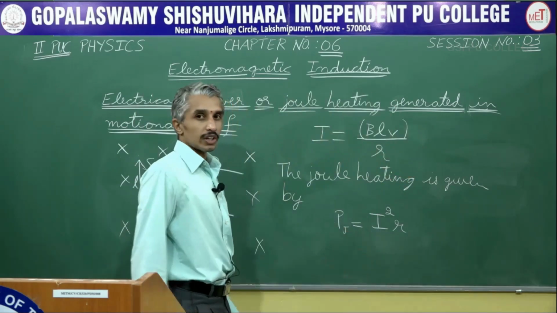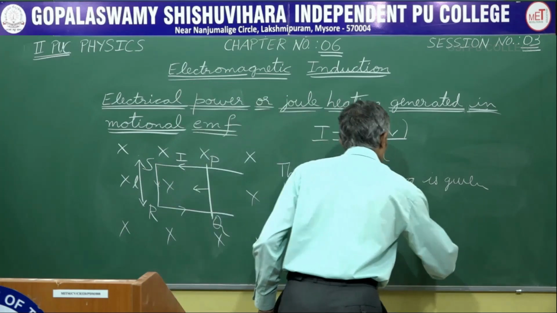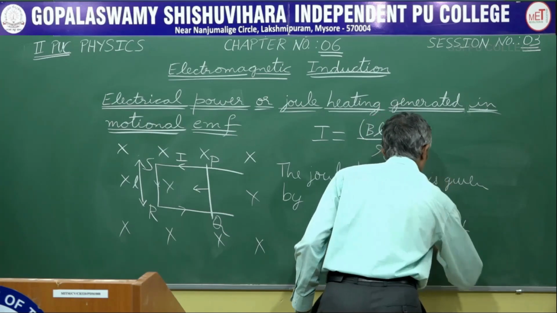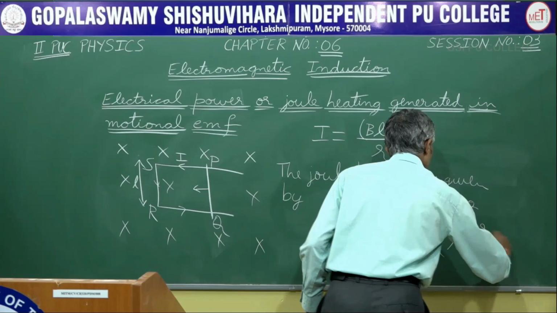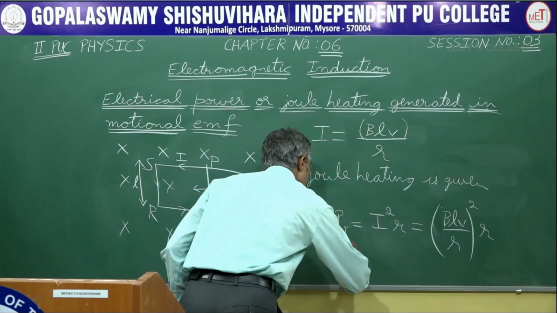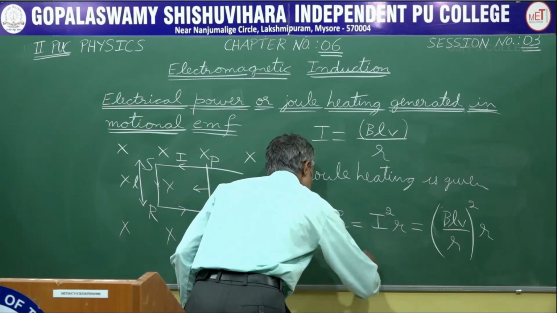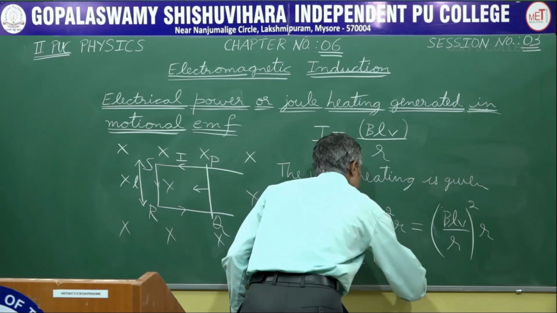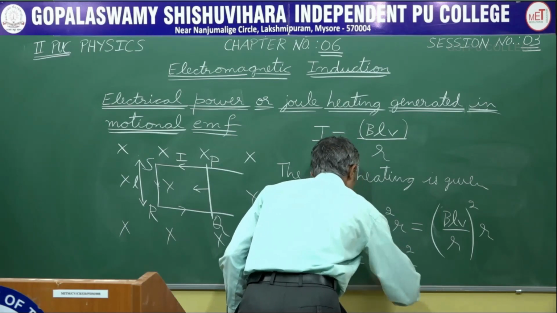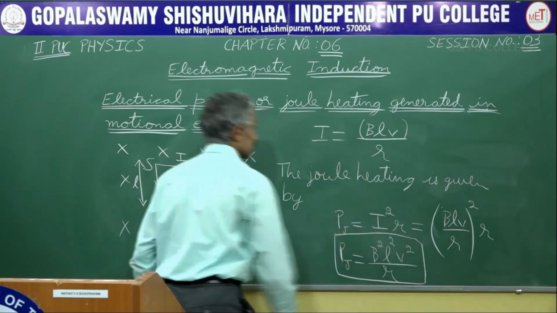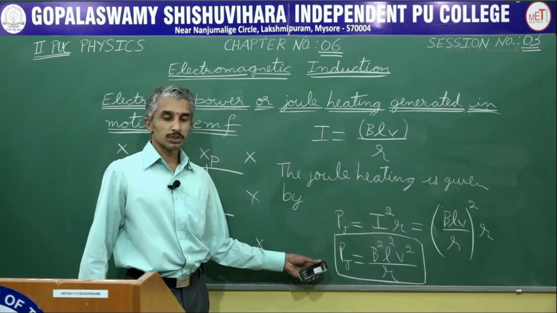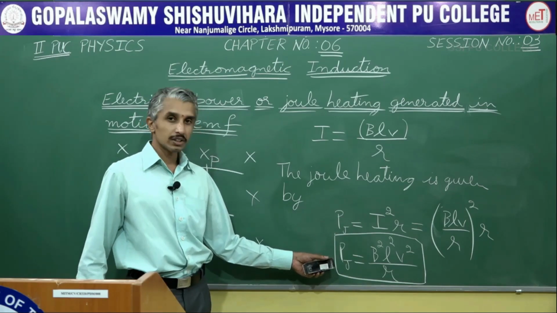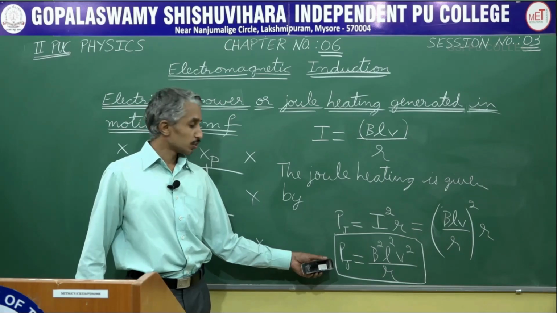Now, substitute for I, we will get this, on simplification, as B square L square V square by R. So, this gives the expression for the power generated in a motional EMF, or the Joule heating produced in the circuit in a motional EMF.